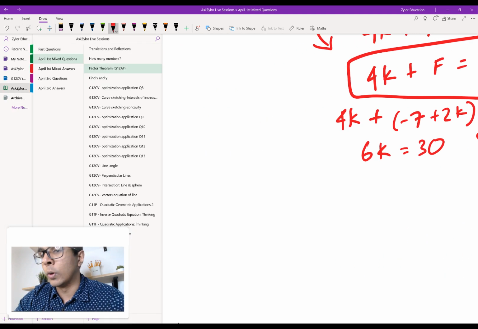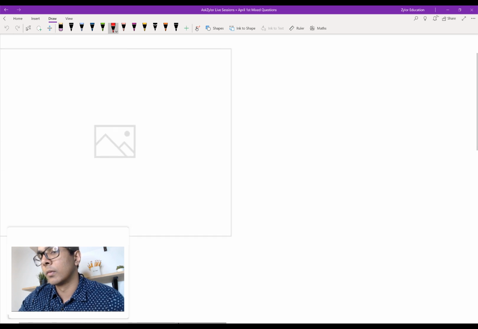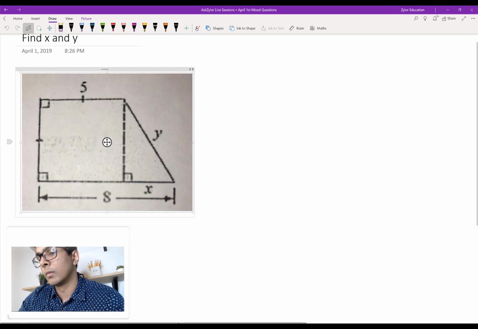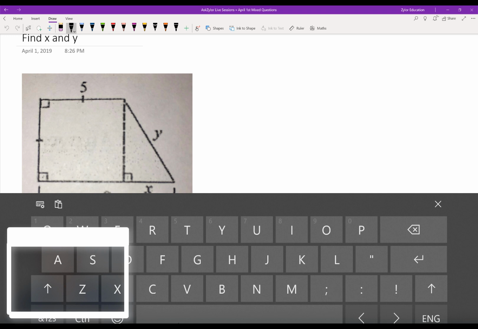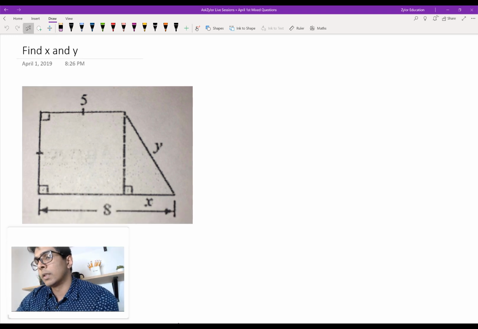So the next question that was sent in is telling me to find x and y. So once again, these questions could be all types of levels, so it could be from all the way from middle school to high school. So it's asking me to find x and y.